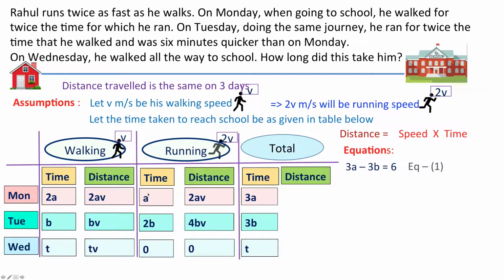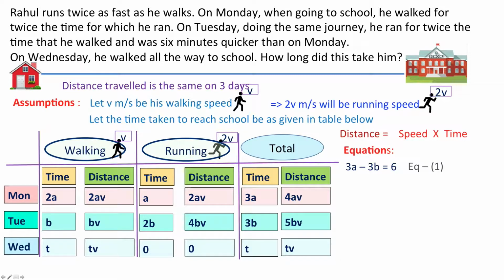So we have taken the individual components. We know the distance covered walking on the 3 days, and the distance covered running on the 3 days. Now we'll find the total distance covered on each of the 3 days. The total distance covered on Monday is going to be the sum of the distance covered walking plus the distance covered running, which gives you 4av. Likewise, the total distance covered on Tuesday is going to be bv plus 4bv, that gives you 5bv. And likewise, the total distance covered on Wednesday is tv plus 0, that gives you tv.